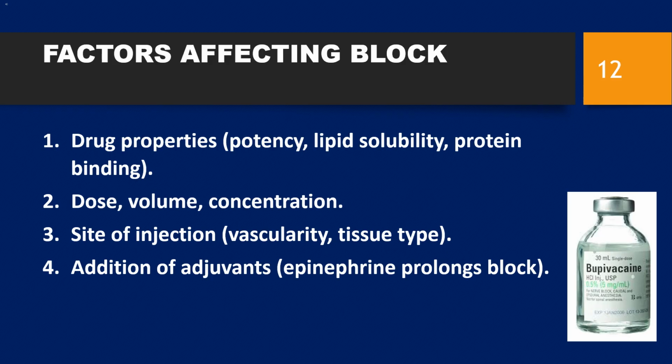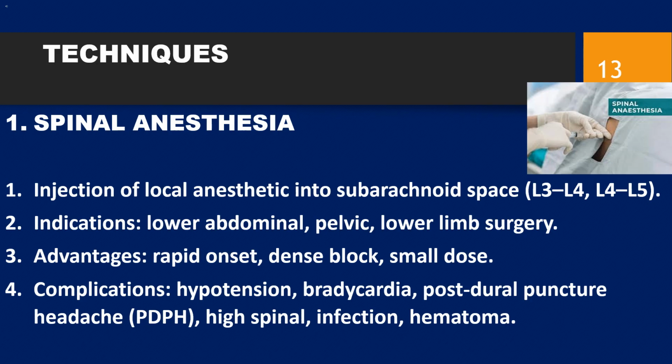3. Site of injection. Vascularity: areas with high blood flow may absorb the local anesthetic faster, reducing its effectiveness. Tissue type: different tissues, e.g., fat, muscle, can affect the spread and duration of the block. 4. Addition of adjuvants. Epinephrine (adrenaline) prolongs the block by causing vasoconstriction, reducing systemic absorption and increasing the duration of action. Techniques of regional anesthesia.